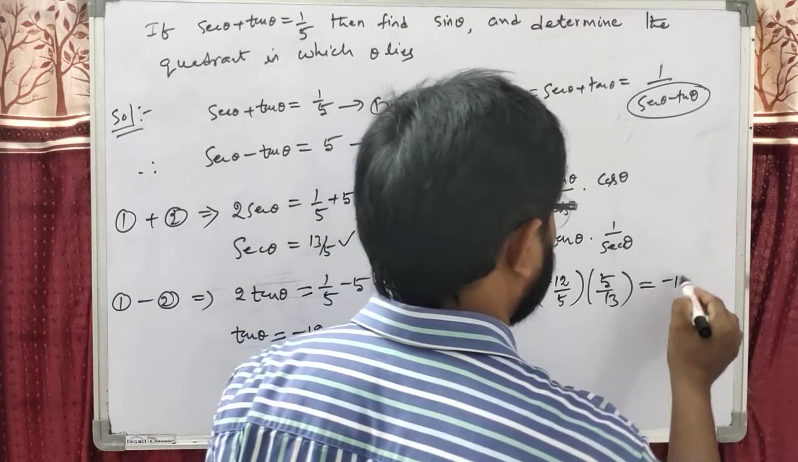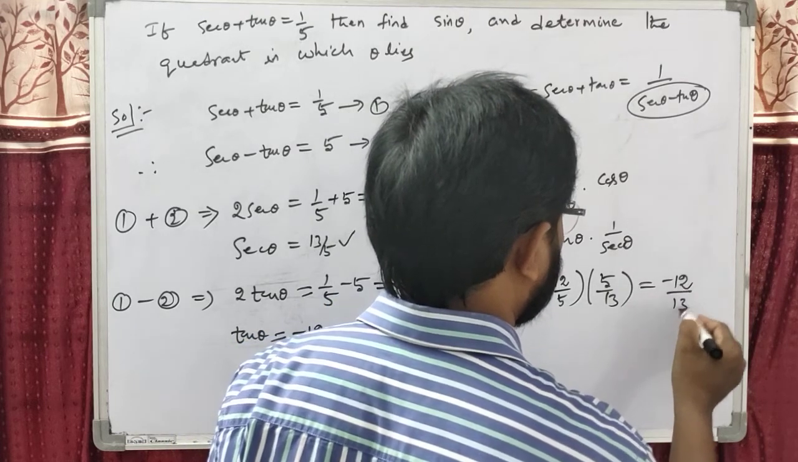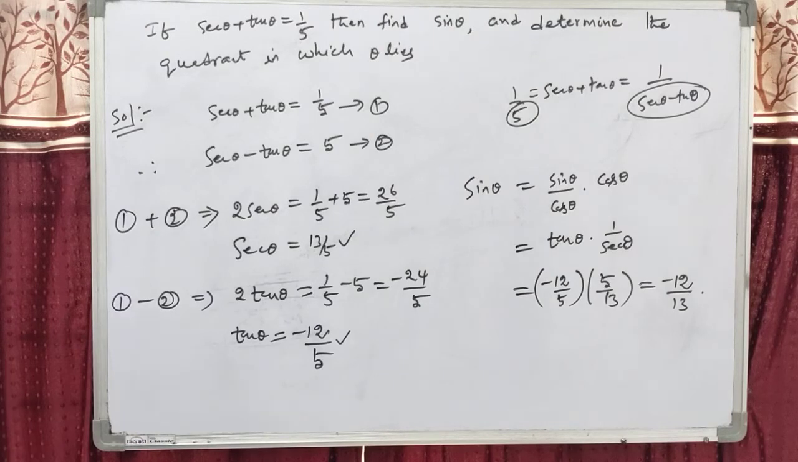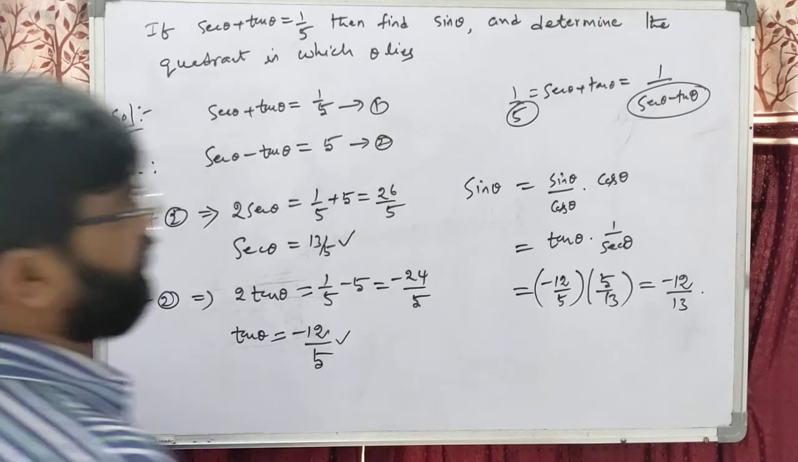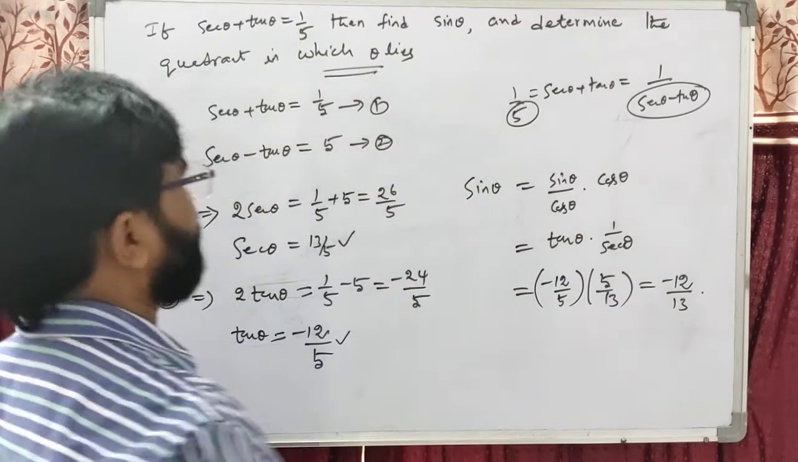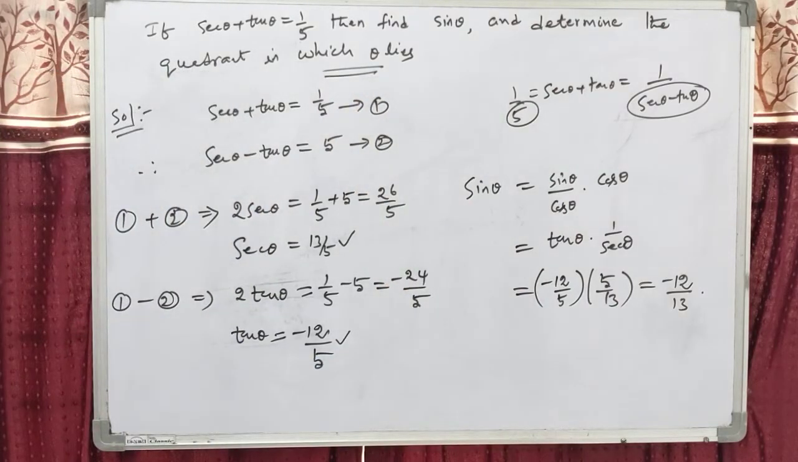The value of sin theta is minus 12 by 13. What is the value of sec theta? Minus 12 by 13. Dear students, how to decide the value? Theta lies in which quadrant? How to determine the quadrant in which theta lies?